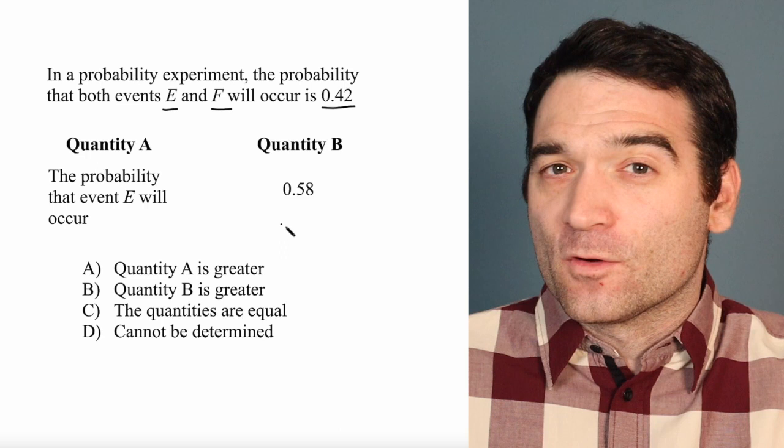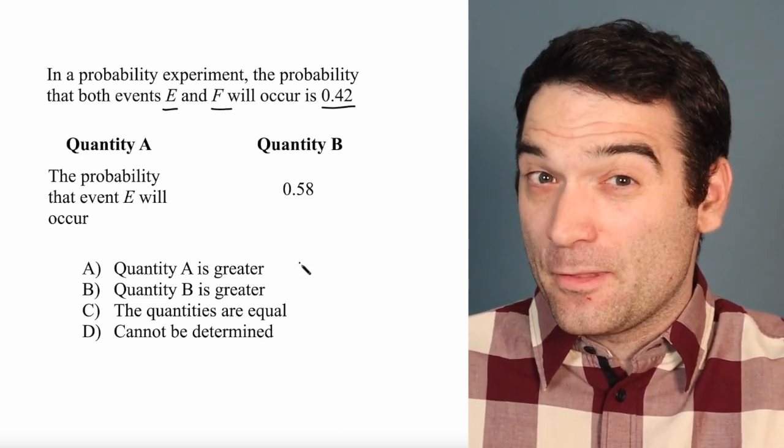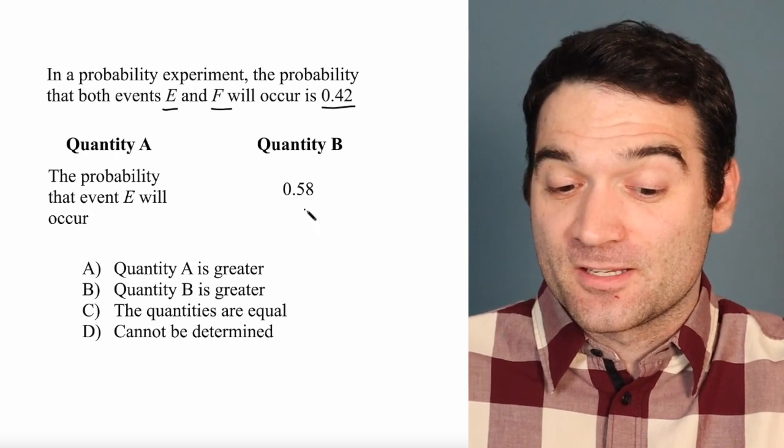Well, when we have overlapping events with probability like this, the most organized way I can think of to represent it is with a matrix. Let me show you what I mean.